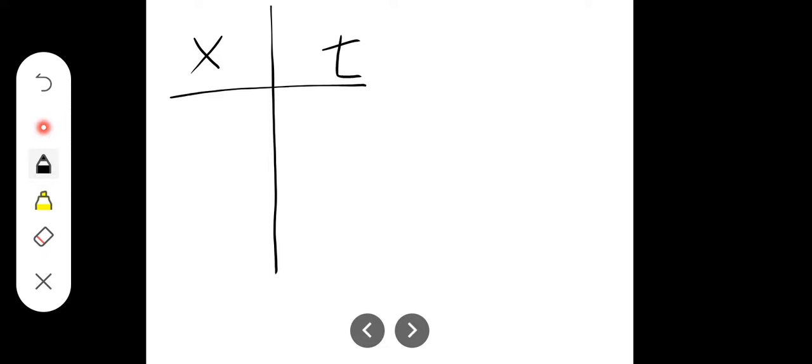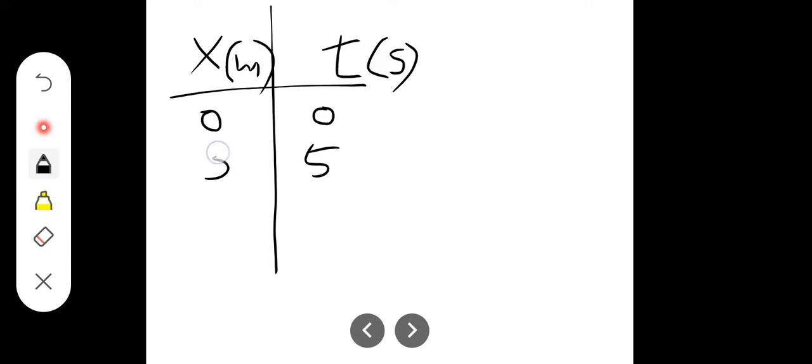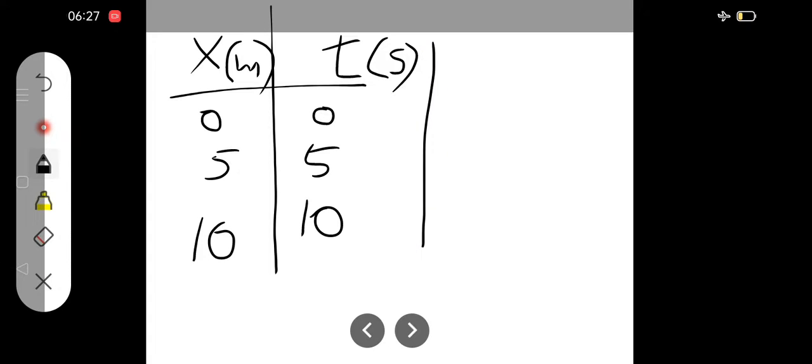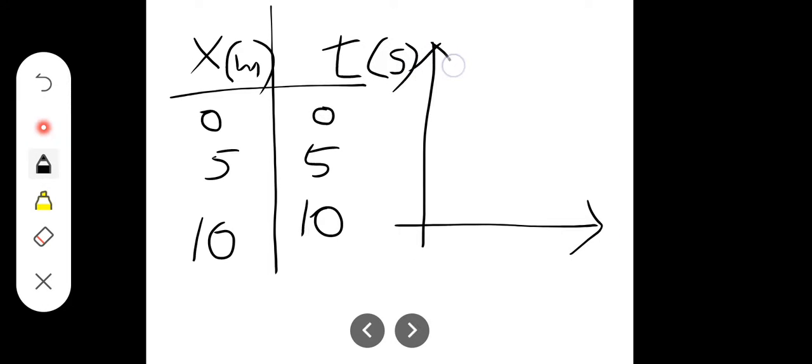When the time is 0, position is also 0. When time is 5 seconds, with position in meters, position is 5 meters. And when time is 10 seconds, position is 10 meters.